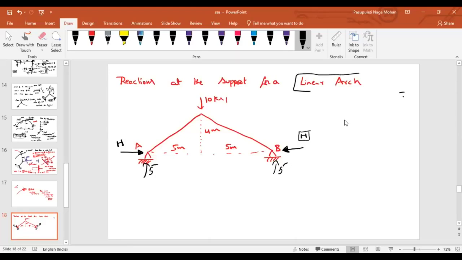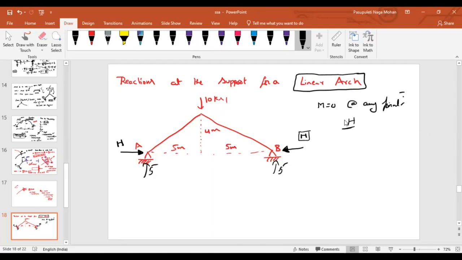What type of arch are we talking about? Linear arch. What does that linear arch represent? The bending moment at any point is 0. So even though I have not given a hinge at this point, not only at this point, you can take moment equal to 0 at any point. And then you can find out the horizontal thrust.